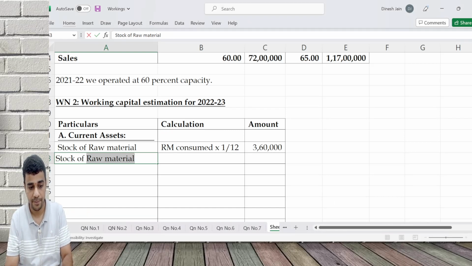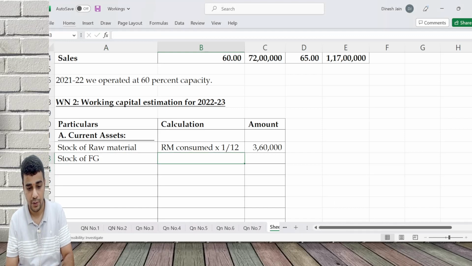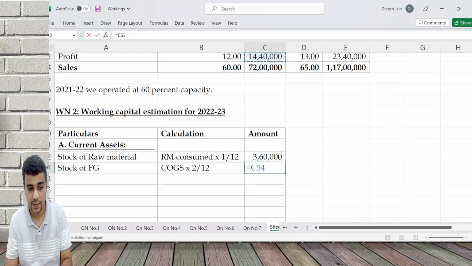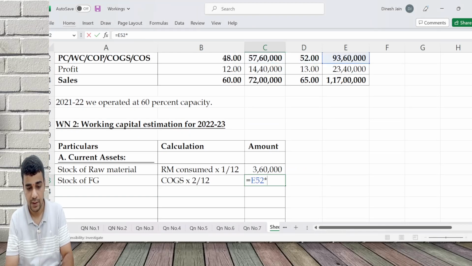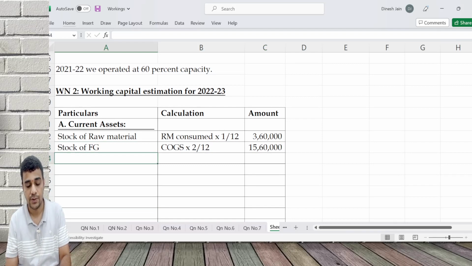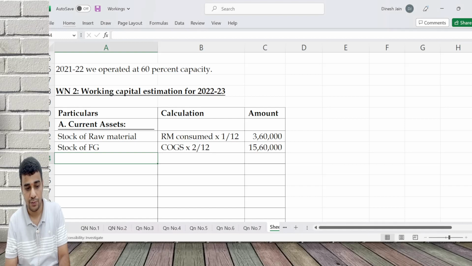Stock of FG is 2 months, COGS into 2 by 12. Stock of FG, COGS into 2 by 12, 2 months stock. That is 15,60,000. Stock of FG 15,60,000.